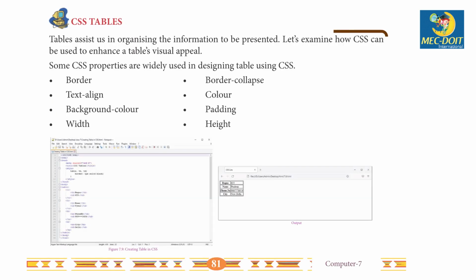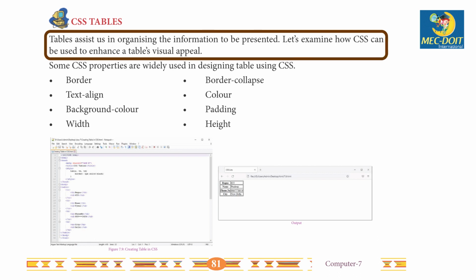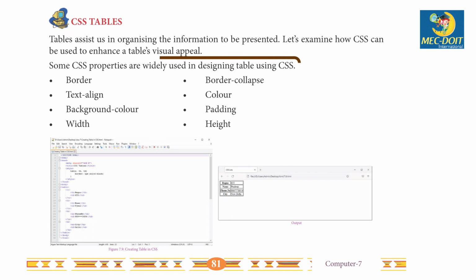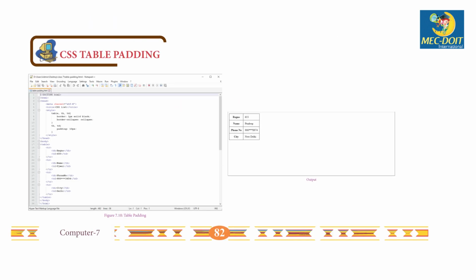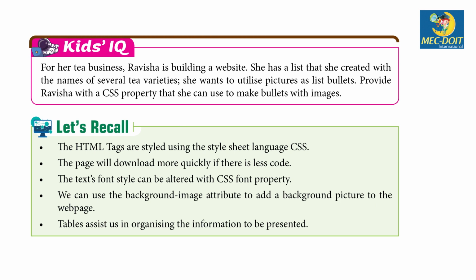CSS tables. Tables assist us in organizing the information to be presented. Let's examine how CSS can be used to enhance a table's visual appeal. Some CSS properties are widely used in designing tables using CSS: border, border-collapse, text-align, color, background-color, padding, width, height. CSS table padding.